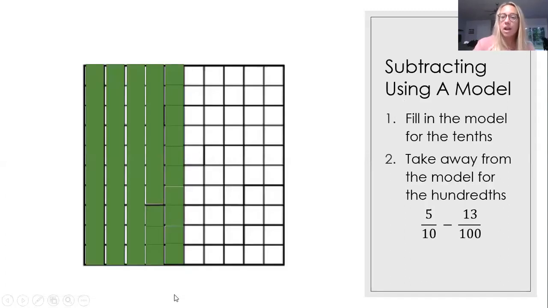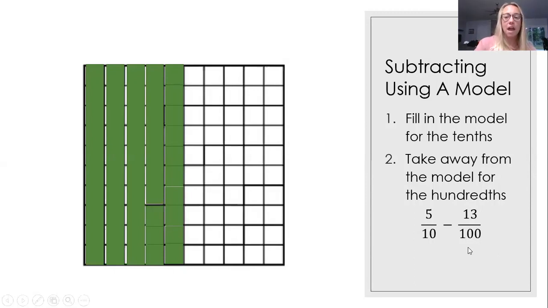The other way you can subtract is using a model. Step 1 is fill in the model for the tenths, or whatever you have here. So if you have hundredths here, you need to fill it in for the hundredths, but you fill it in for the first number, because in a subtraction problem, your first number is going to be your larger number, so you want to fill that in first. Step 2 is take away from the hundredths, in this case, or your second fraction.